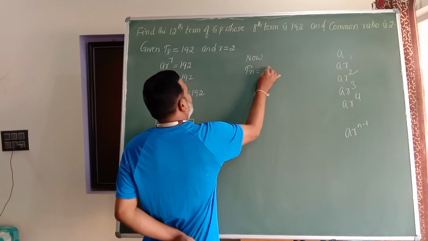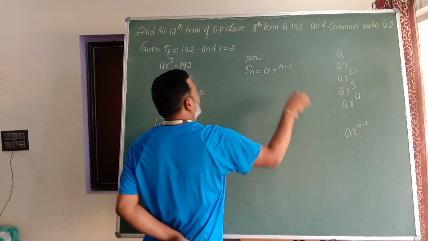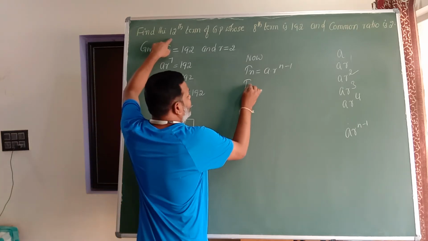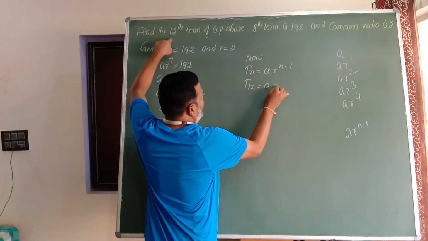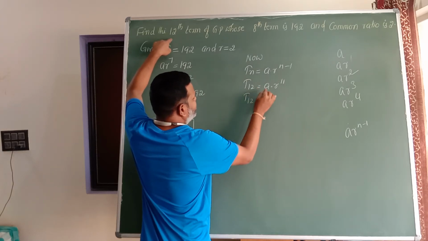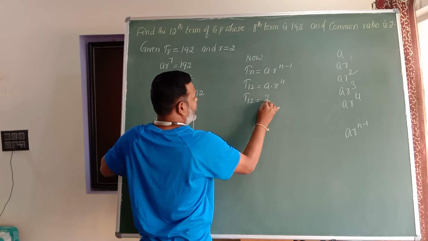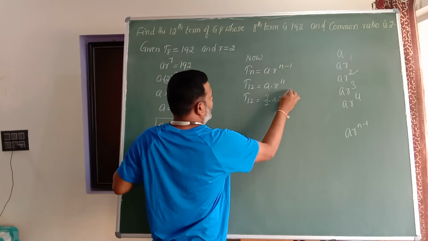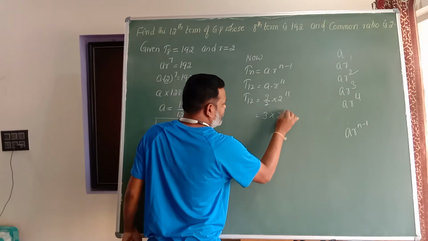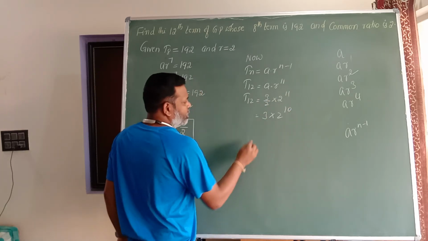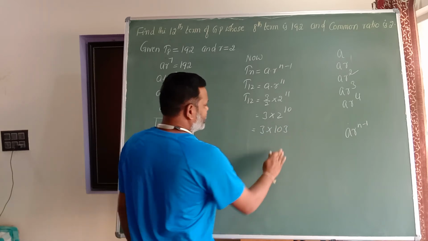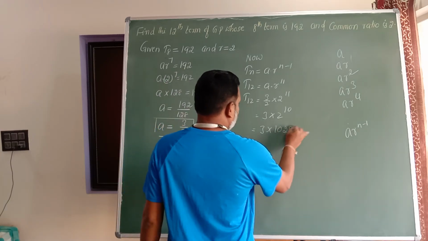Tn is equal to A into R power n minus 1, or you can directly write the 12th term as T12 is equal to A into R power 12 minus 1, which is 11. Just substitute. T12 is equal to A, which is 3 by 2, into R, which is 2 power 11. One 2 goes up. That is 3 into 2 power 10. So 3 into 2 power 10 is, sorry, 1028 it seems.